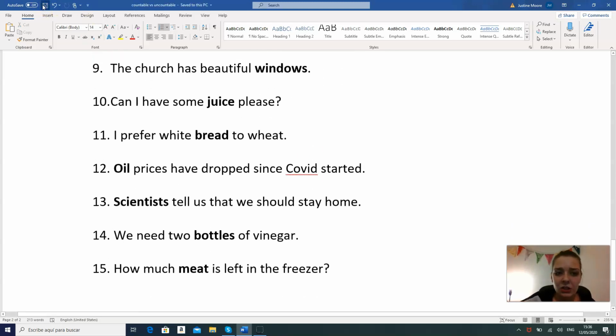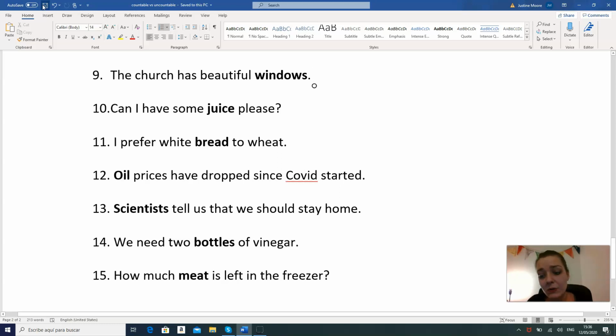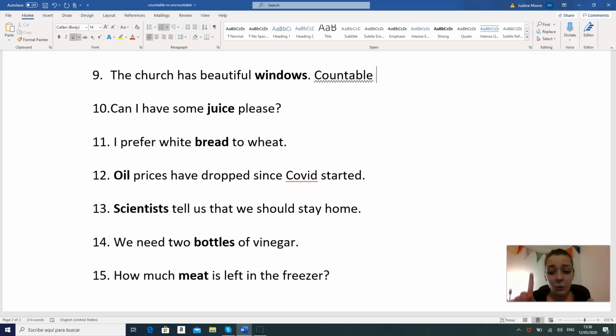Number 9, the church has beautiful windows. Countable or uncountable? Countable. How many windows? One window, two windows, three windows? You can give it a number.